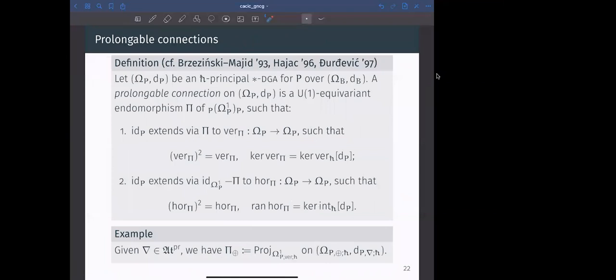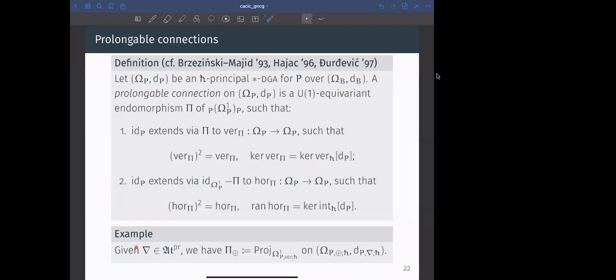Let me first point out that you can refine the usual notion of strong bimodule connection to this higher order context. We can define a prolongable connection on our H bar principal star DGA to be a U1 equivariant endomorphism of the total one forms as a P star bimodule, not just as a right bimodule. So you split the Atiyah Schrodinger exact sequence as a Schrodinger exact sequence of U1 equivariant P star bimodules. And then, to cut a long story short, you can simplify these things to conditions you can plausibly check. You can use pi itself to get a projection onto the vertical forms, and then you can use the identity minus pi to get a projection onto horizontal forms.